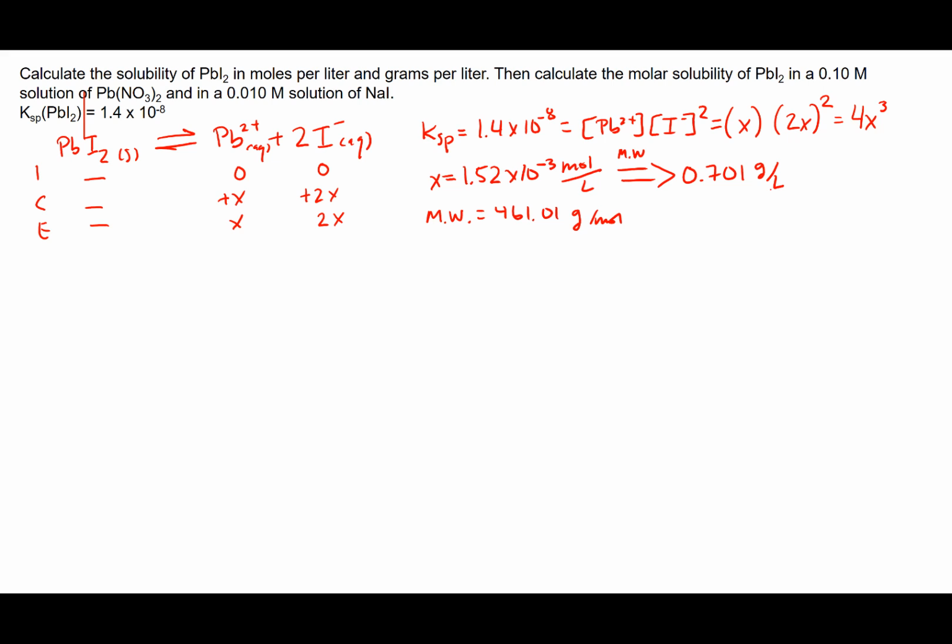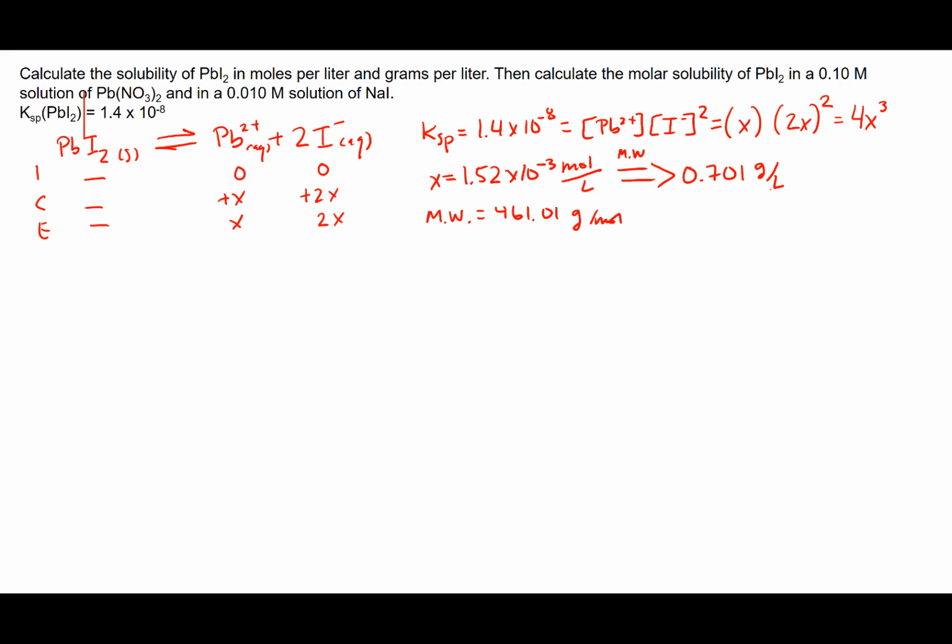It's not very soluble. If you have a liter of water and you throw a gram in, you're still going to have some of the solid left over. It's not soluble at all, really, in my opinion. That's a pretty small amount. So that's just the basic one for lead iodide.